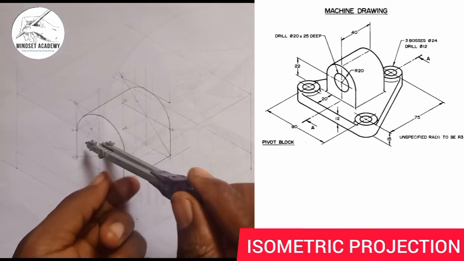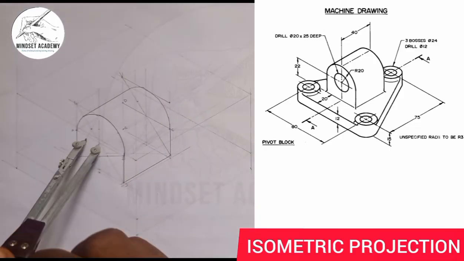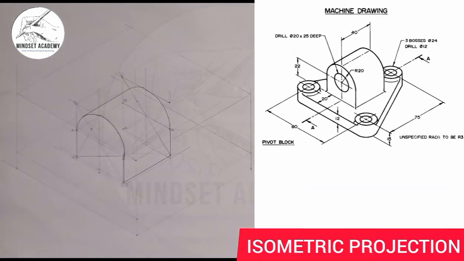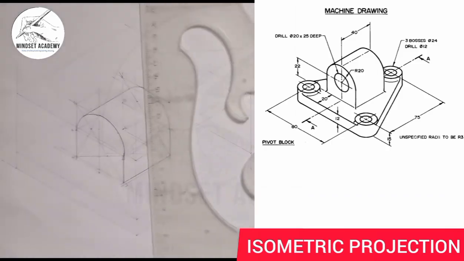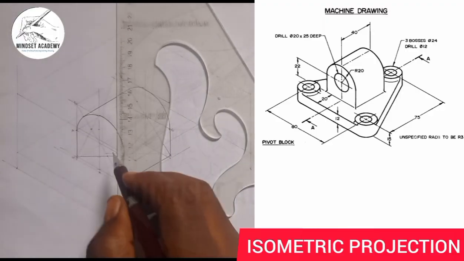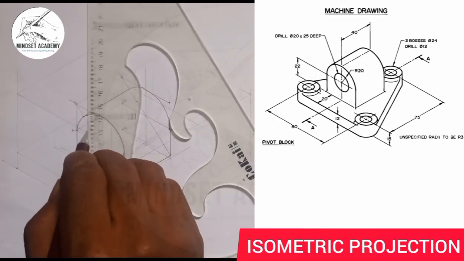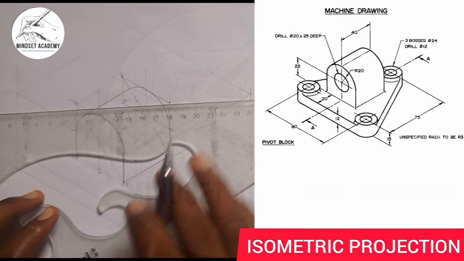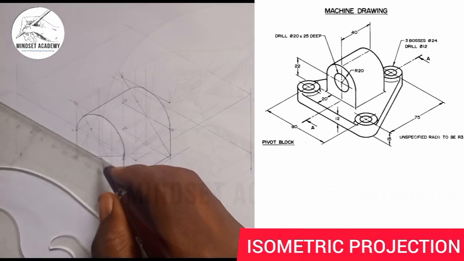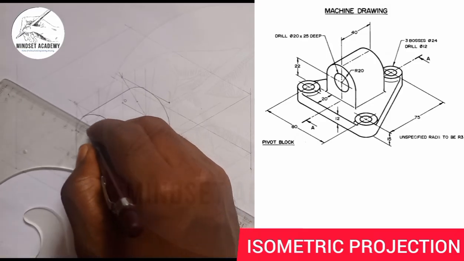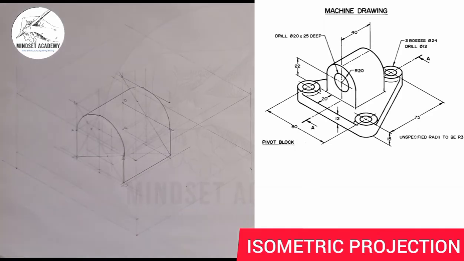And mark 10 up, 10 down, 10 to the left, 10 to the right. So now make it form a box. This is the box, so that's where I'll put in my circle this way. So that's what we have.